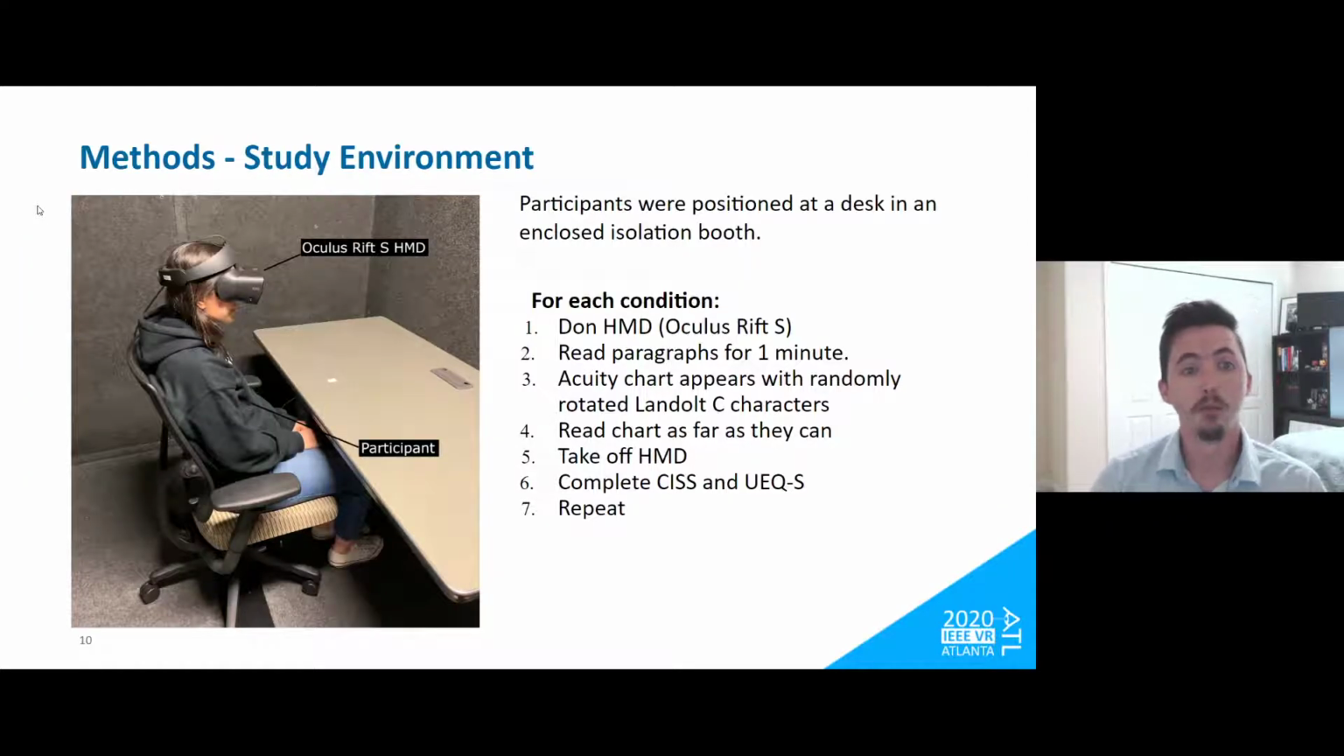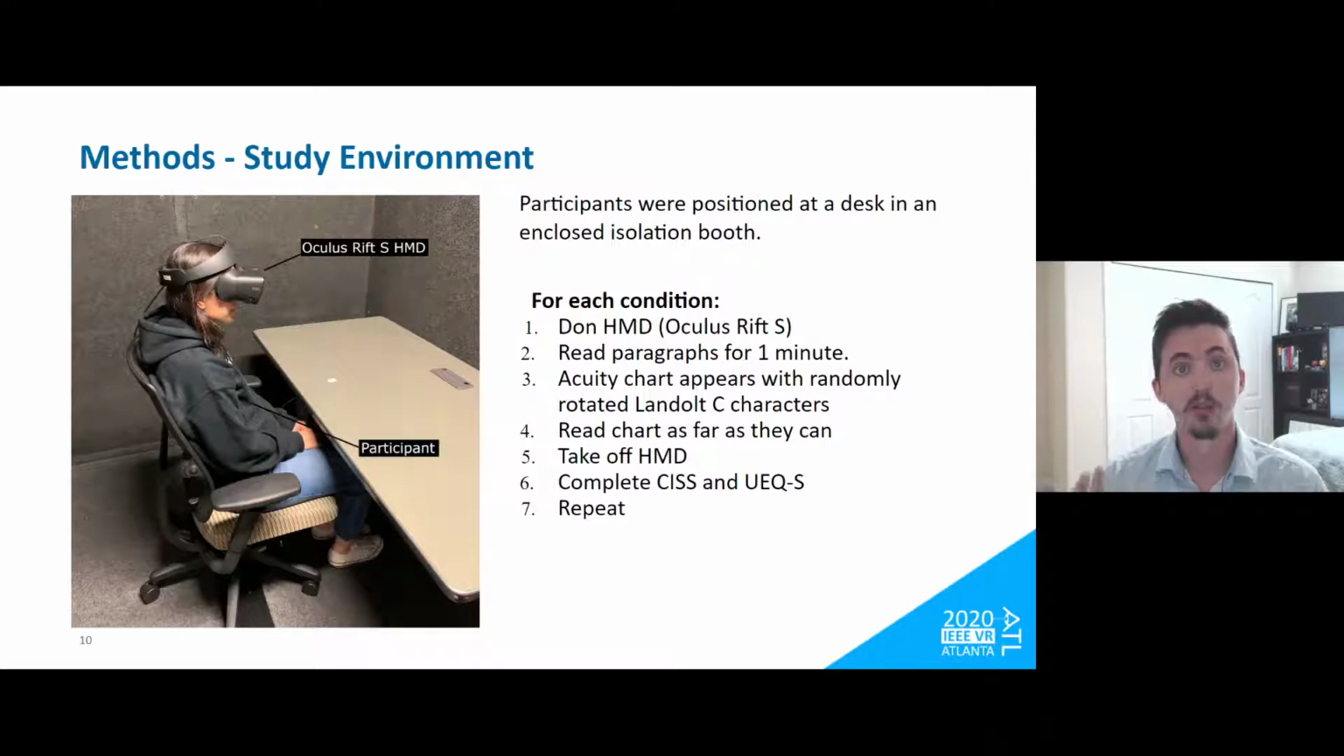So our study environment looked like this. Our participants came in, they were seated in an isolation booth at a desk, and then they would be asked to put on the HMD, which in this case was an Oculus Rift S. From there they would read paragraphs that were floating out in front of them for 1 minute to themselves. There are 4 paragraphs, so they read those in their head to get an idea of how easy it is to read under these lighting conditions.